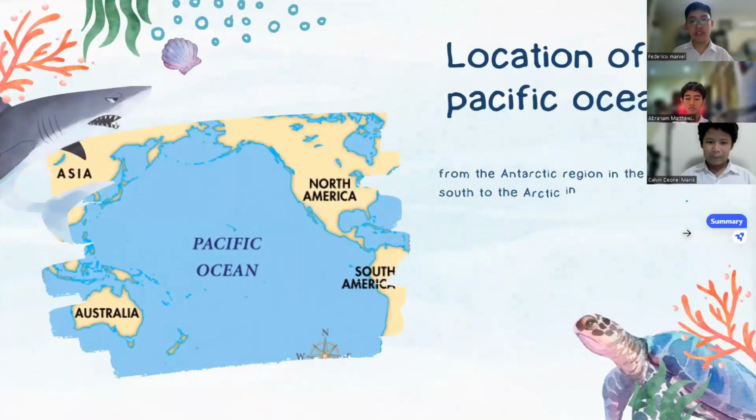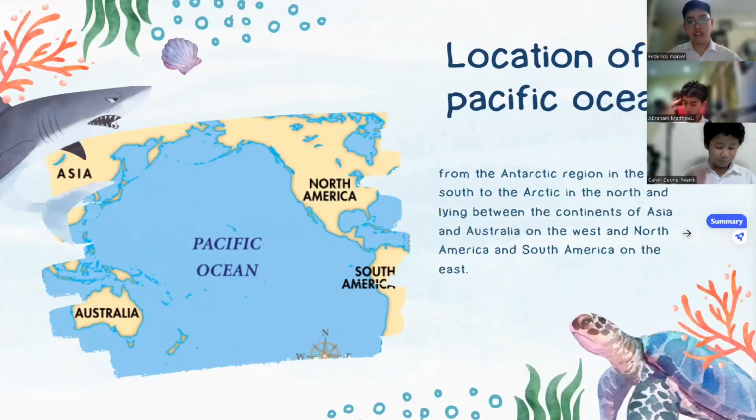The location of the Pacific Ocean is from the Antarctic region in the south to the Arctic in the north, and lying between the continents of Asia and Australia on the west, and North America and South America on the east.